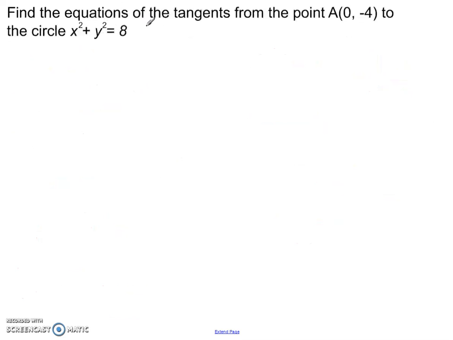Last one was: find the equation of the tangents from the point A at (0, -4) to the circle x squared plus y squared equals 8. Now, as I've said, you'll notice the plurality. It's tangents, it's not just tangent.